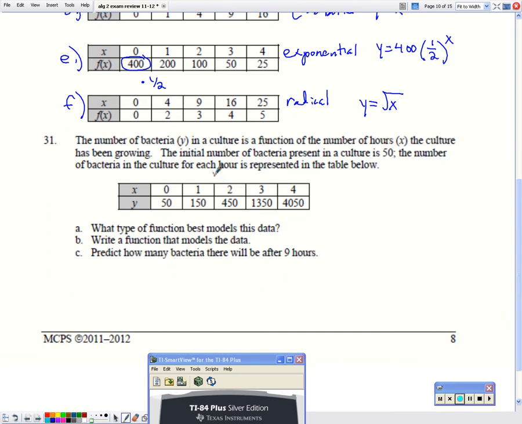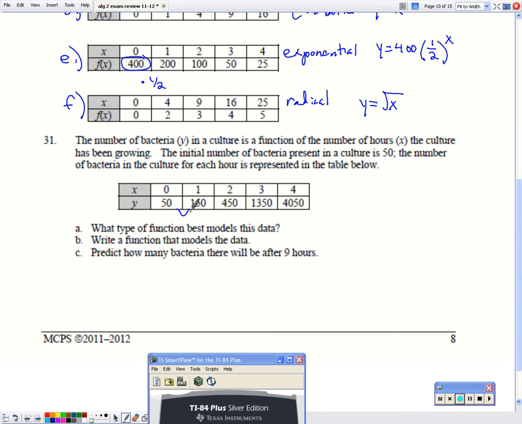Number 21. The number of bacteria in a culture is a function of the number of hours the culture has been growing. The initial number of bacteria present in the culture is 50. The number of bacteria in the culture for each hour is represented in the table below. A. Which type of function best models the data?